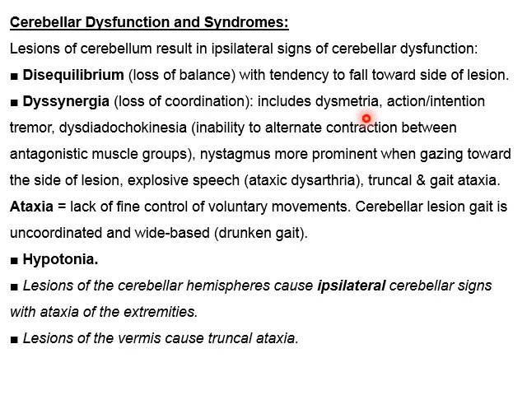But since this person has loss of coordination, he will not be able to reach the target directly. The second thing is the intention tremor. Intention tremor is an involuntary shaking movement of the hand when he has the will of action.